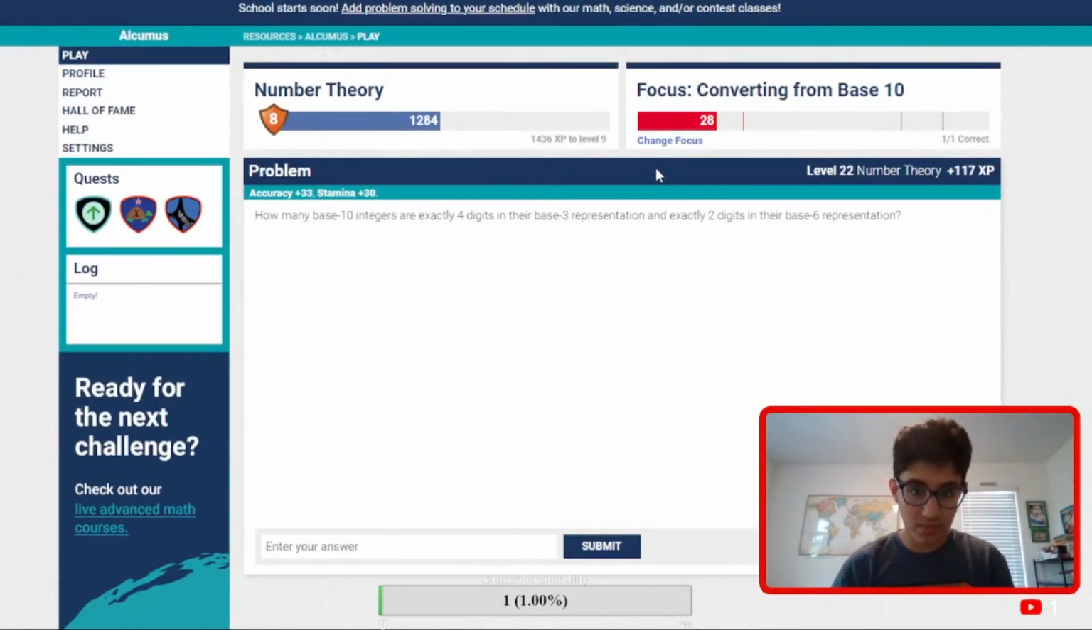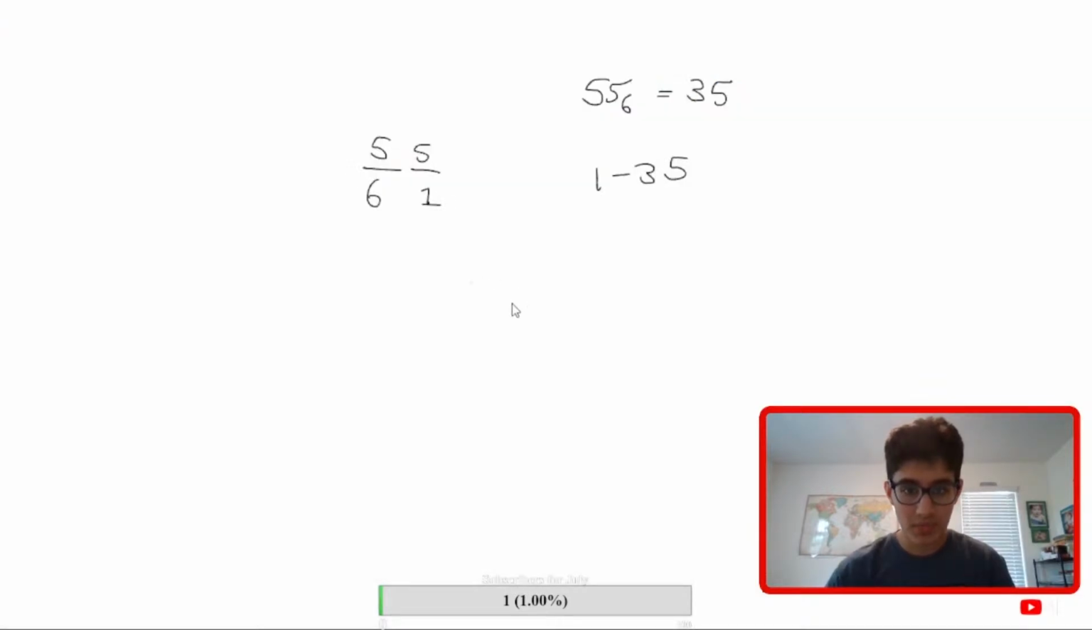And then with 4 digits in base 3, that's basically the maximum value and the minimum value. If it's got 4 digits in base 3, then this has to be a 1, right? Oh, sorry, it's not 1 to 35 because if it's exactly 2 digits, the first one has to be at least 1, and then this one has to be 0. So it'll be 10 base 6, which is 6. So it's from 6 to 35.